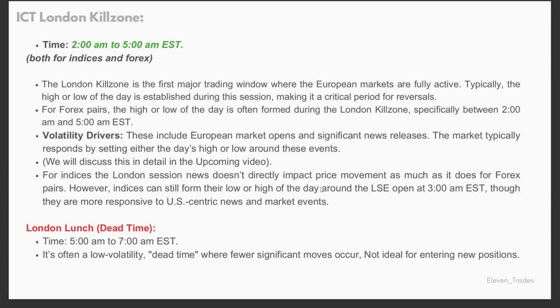Now let's talk about the volatility drivers. So the European volatility driver and news are released after 2 a.m., which is significant for the expansion during this Killzone, and we will talk about that in the upcoming video. Now for indices, the London session doesn't directly affect them, but the London Stock Exchange Open could affect the indices as well. Sometimes the indices reversals are occurring right at 3 a.m. to 4 a.m., which is the London Stock Exchange Open.